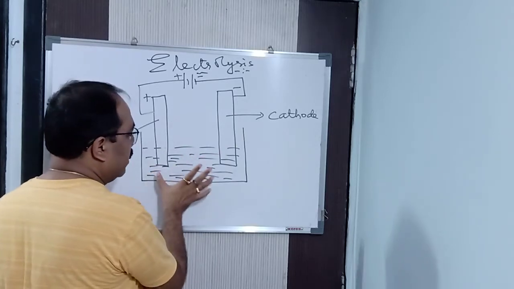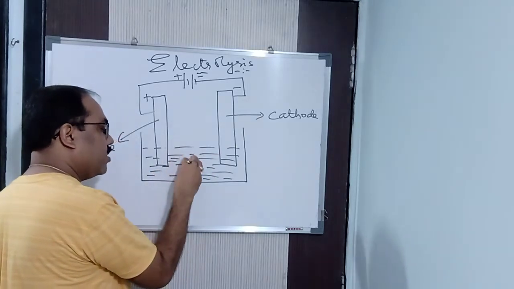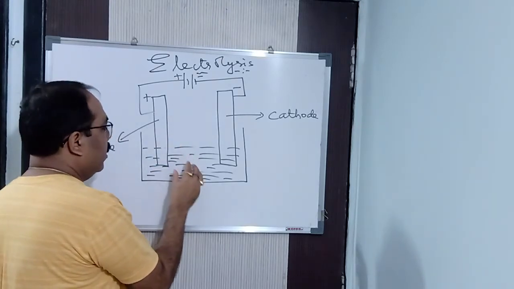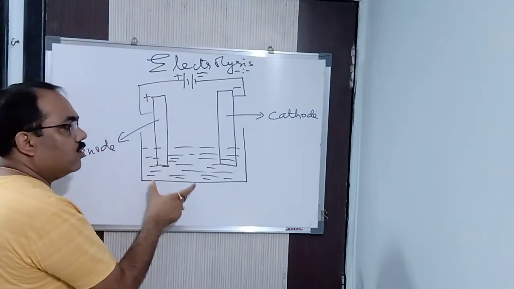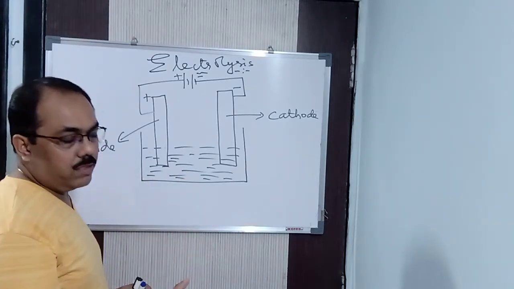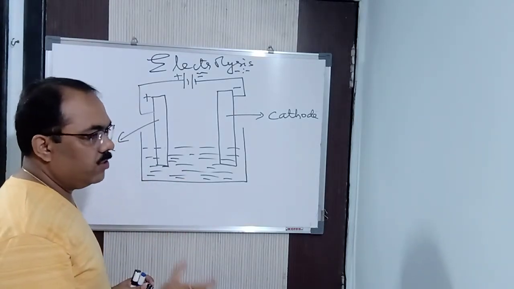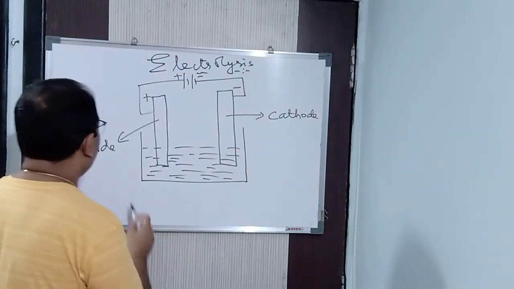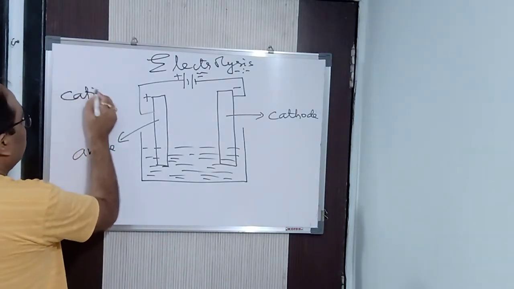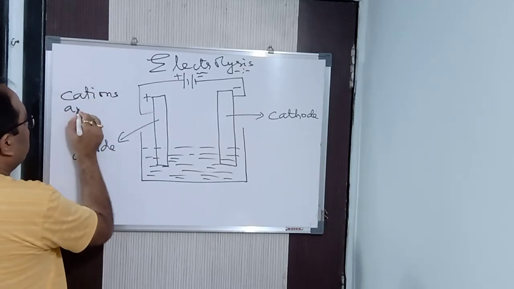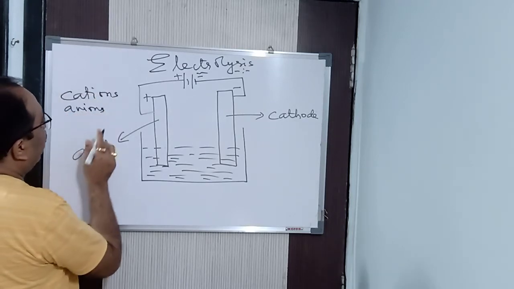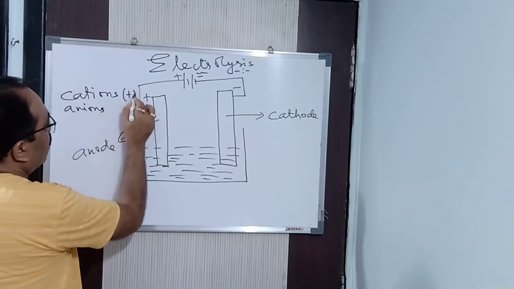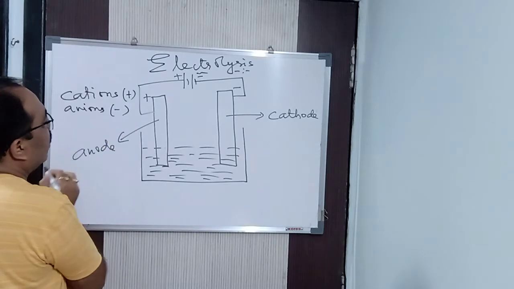When you pass electricity through this electrolyte, which is in the aqueous solution state or in the molten state, also known as the fused state, you will find that the electrolyte dissociates into its ions. Got it? It dissociates into its ions. And when it dissociates, you will have two types of ions: one is cations, another is anions. Cations are positively charged and anions are negatively charged.